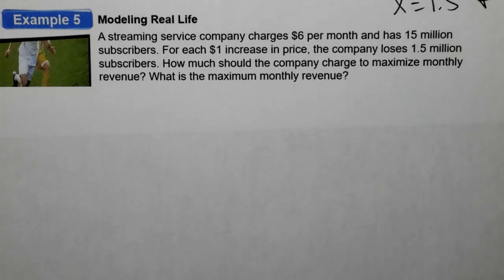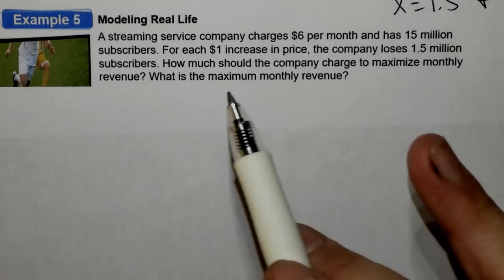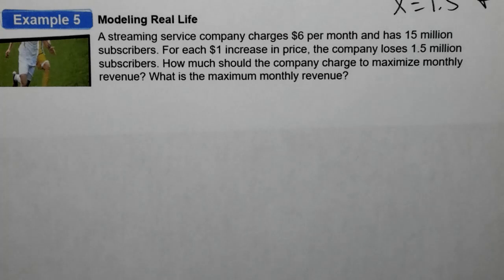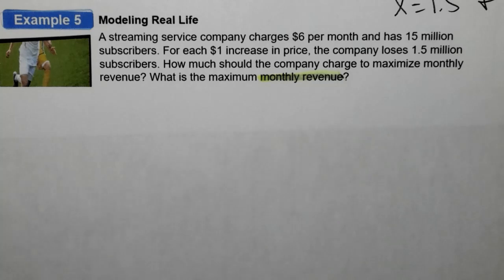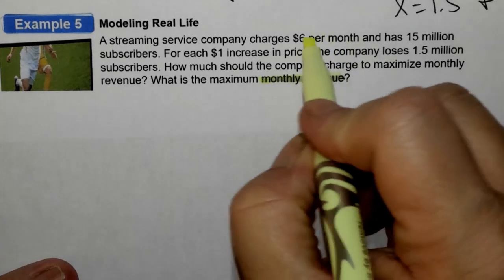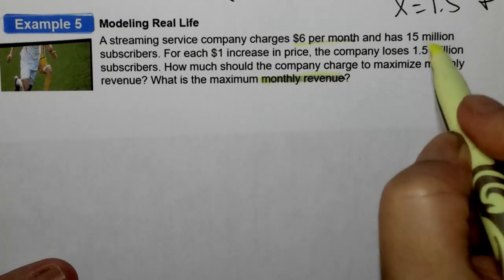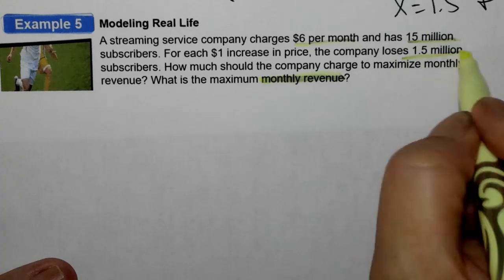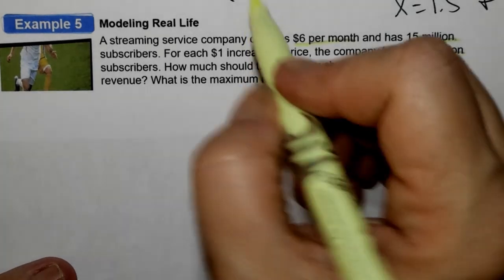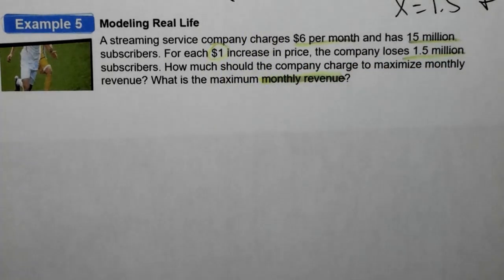What are we trying to find? Well, we know we have the monthly revenue, right? That's what we're looking for. So we know that they pay $6 per month. There are 15 million subscribers, and the company loses 1.5 million for each $1 increase in price.